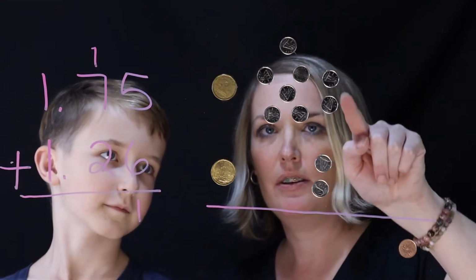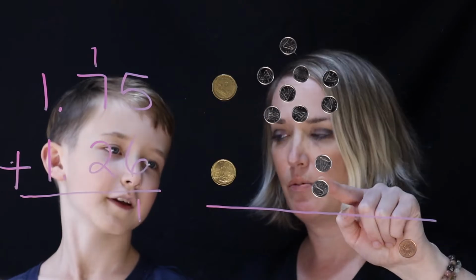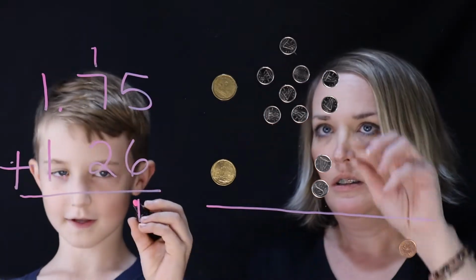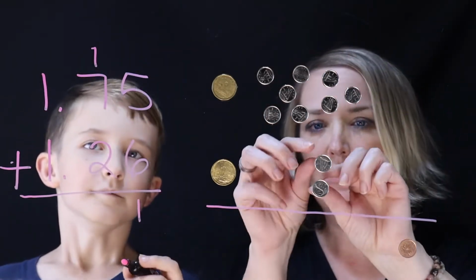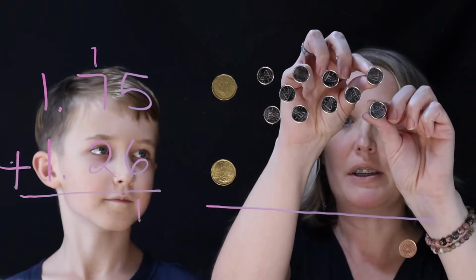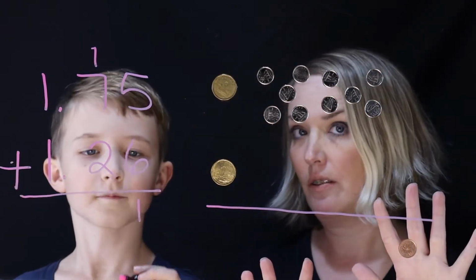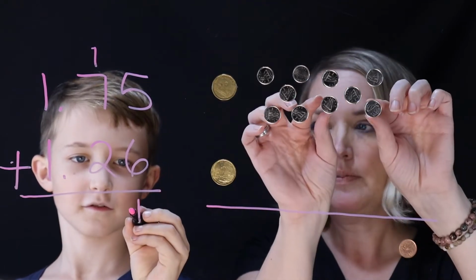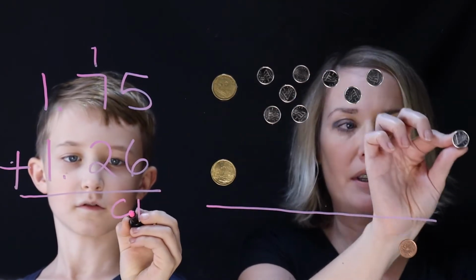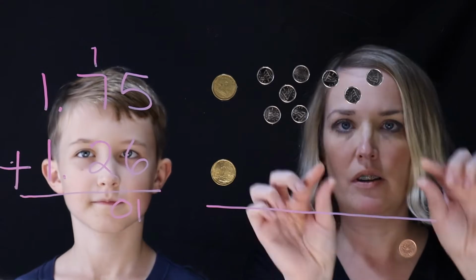So we have 7, 8, plus 2. It's 10. And if I put it like this, you can maybe see it a little bit easier because we have 5 dimes and 5 dimes. So that's $1. Okay, so let's put a 0 here. Okay, and let me just trade all these dimes for a loonie.